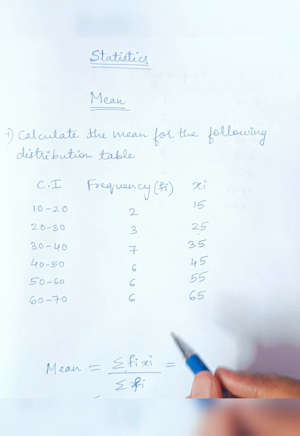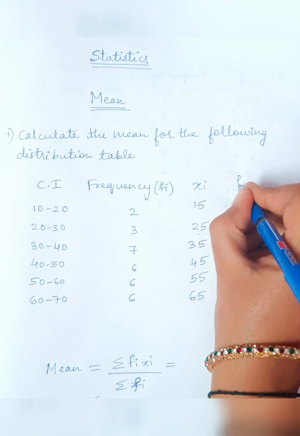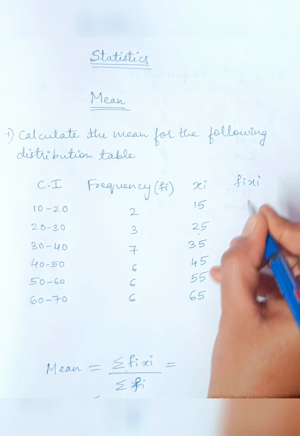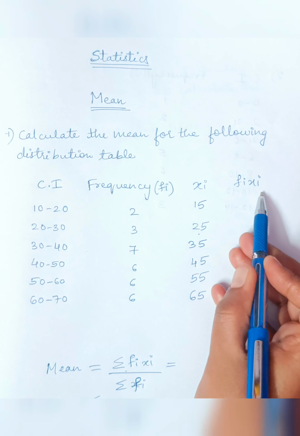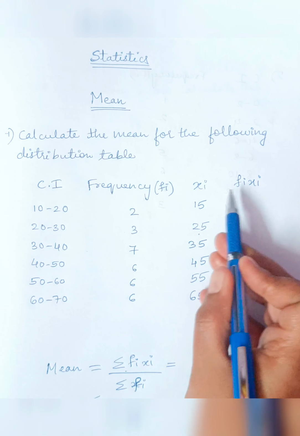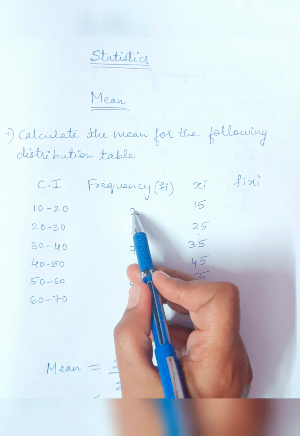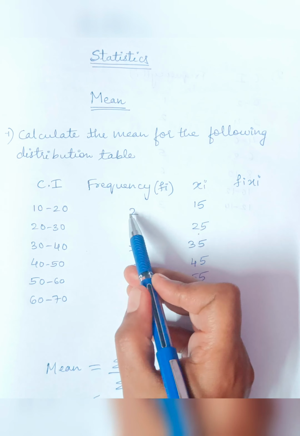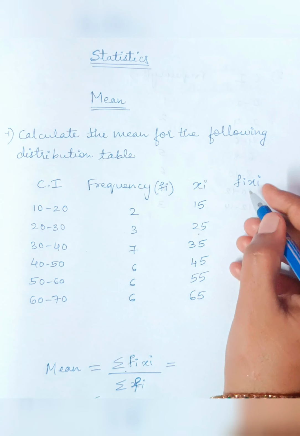Okay. Then what next in the formula we have? We have Fi into xi. So the next is Fi into xi. See, there is a multiplication between the two terms. Okay. So which is our Fi? Our Fi is this and xi is this. So these two things we need to multiply. That is 2 into 15 or 15 into 2. So 15 twos are 30.